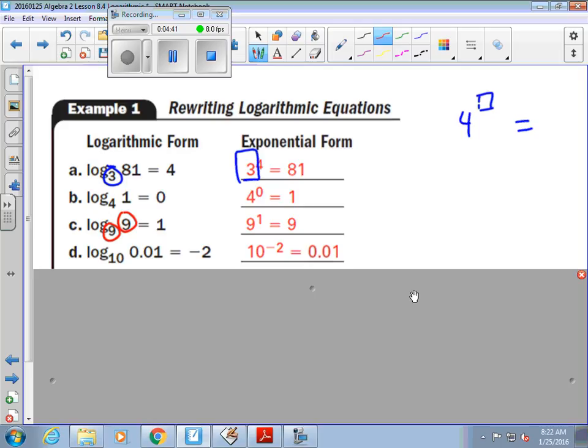Log base 10 of 0.01 equals -2. Remember what I told you earlier about, instead of writing this as a decimal, write it as a fraction, and it's a lot easier to deal with. 0.01, that 1 is in the hundredths place. So it becomes 1 over 100. So what it's saying is log base 10 of 1 over 100. That is the same thing. This is exactly the same thing as this. 0.01 is equal to negative 2.